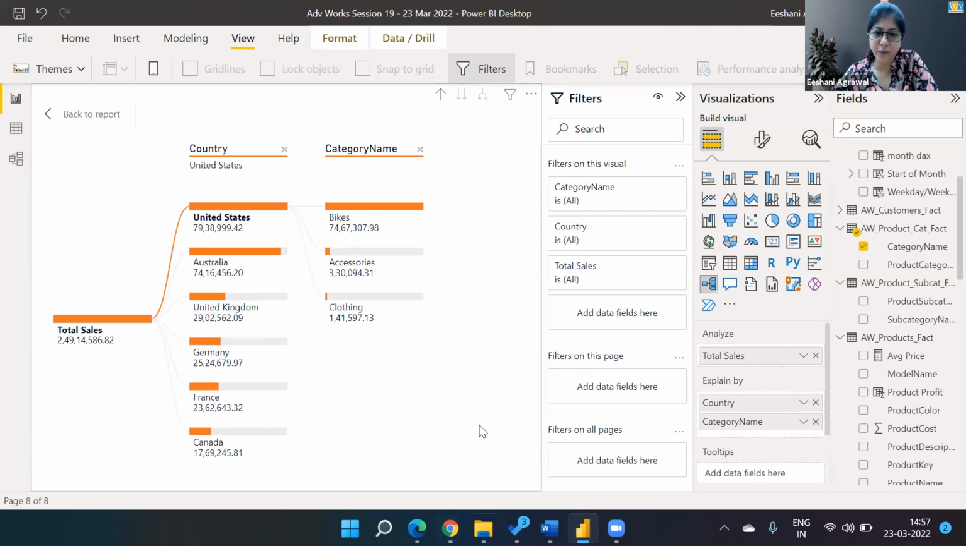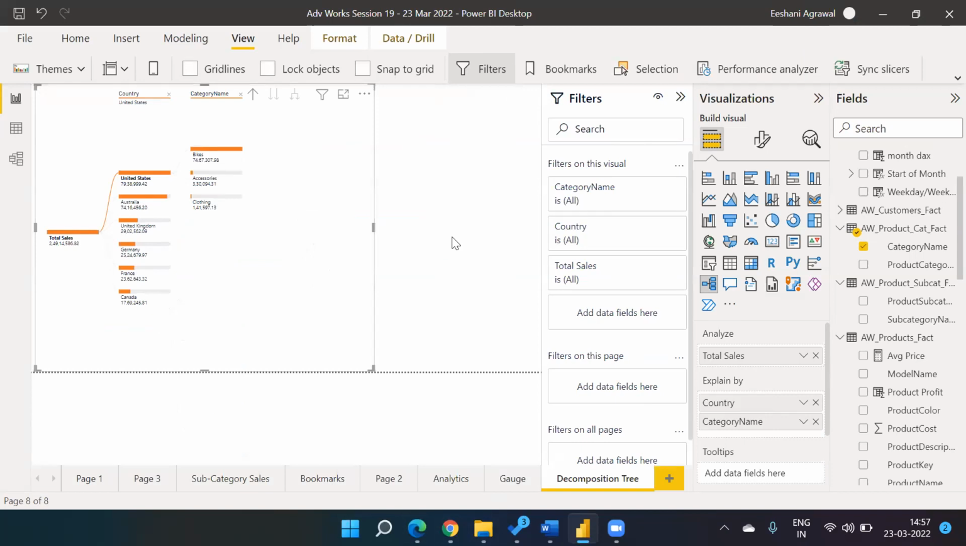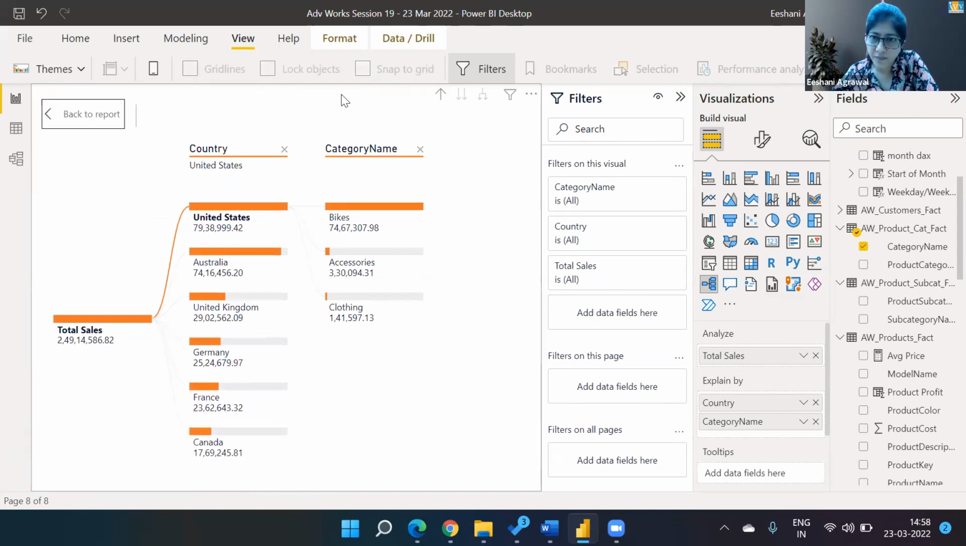Everyone tried and tested this one? Ishani, I have done this country wise. Say that again. Try it once.